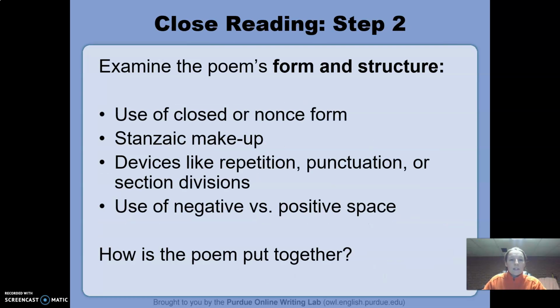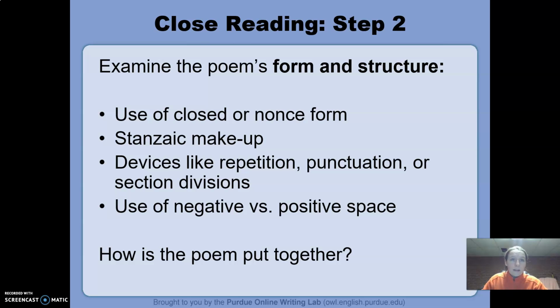So step two is to examine the form and structure. Is it using a closed or open form? So is it a set form or free form? What are the stanzas like? What are the devices being used? Negative versus positive space. Negative space would be where we have our writing, positive space, there's gaps. So how do they use empty spaces to frame their thoughts? You will see that a lot more in modern writings.